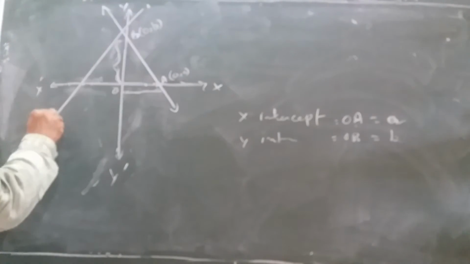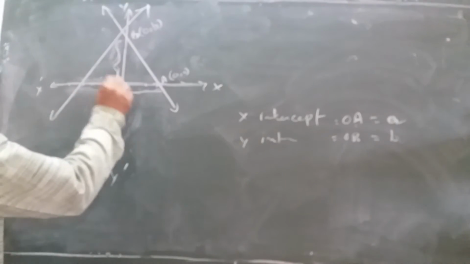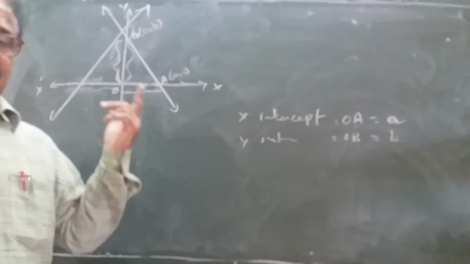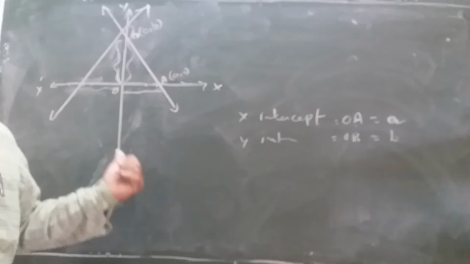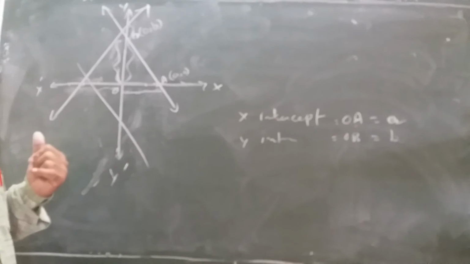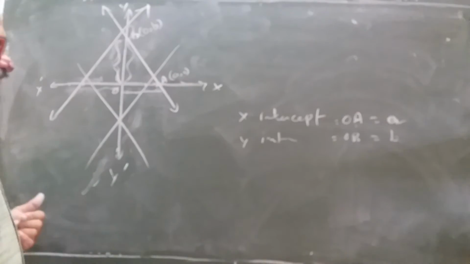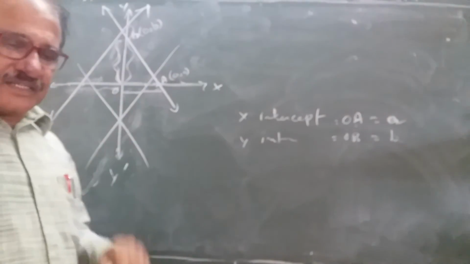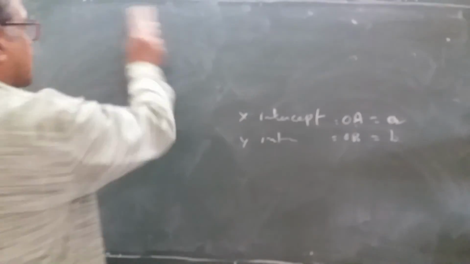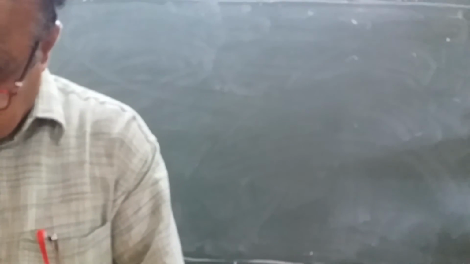If the straight line is in this position, then this is the x-intercept and this is the y-intercept, but the x-intercept is negative and the y-intercept is positive. a less than 0 and b greater than 0. If the line is like this, a less than 0 and also b less than 0, the x-intercept and y-intercept both are less than 0. If like this, the x-intercept is greater than 0 and the y-intercept is less than 0. These are about intercepts of a straight line on the coordinate plane.